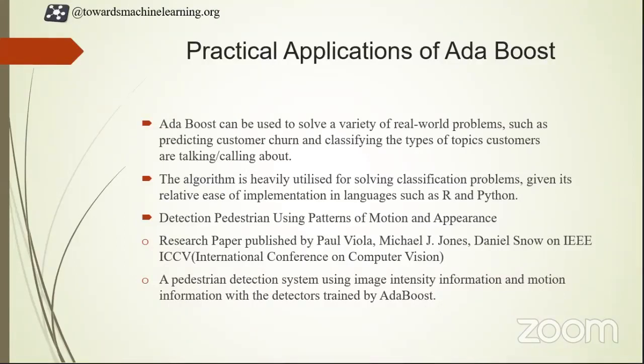I have even talked about the IEEE journal in my research papers and journals session. It's an open access journal, so every research paper is available online. You can go there. It's basically a pedestrian detection system which uses image intensity information and motion information with detectors that are trained using AdaBoost. So this is the practical application of AdaBoost.